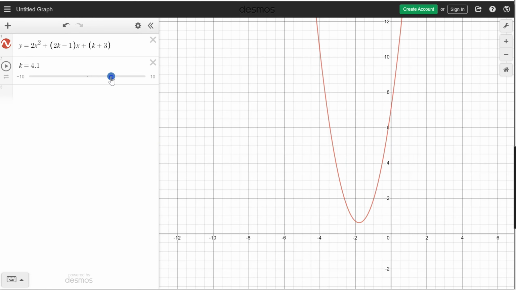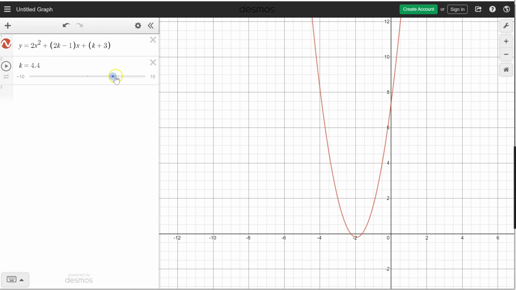So if I have 4.38, I think it was. If I go to 4.3, there it is. You can see right there, it's not actually cutting the x-axis, therefore there are no roots. But if I go to 4.4, it's going to have two solutions because our value was up to 4.328.